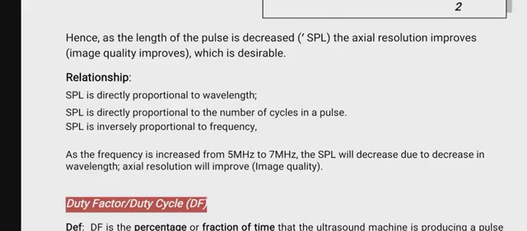Also, what's the relationship? SPL is directly proportional to wavelength. SPL is directly proportional to the number of cycles in a pulse. SPL is inversely proportional to frequency. As the frequency is increased from 5 megahertz to 7, the SPL will decrease due to decreased wavelength. Axial resolution will improve. That is for better quality.